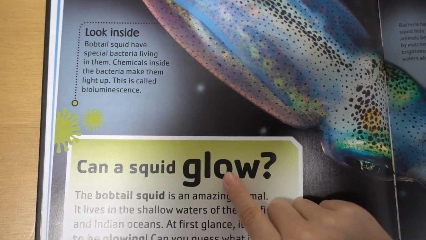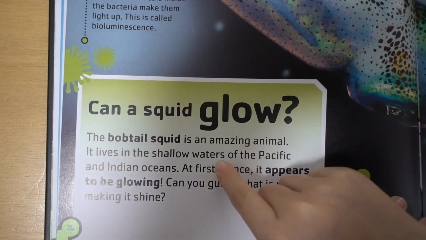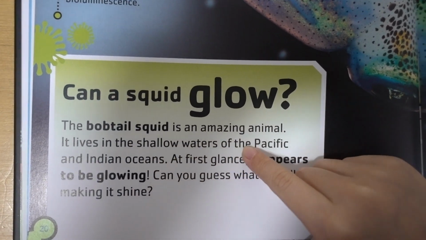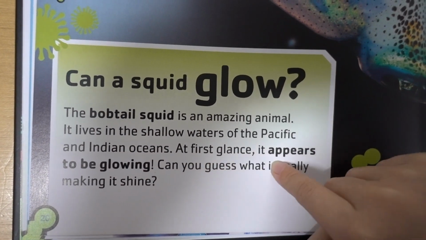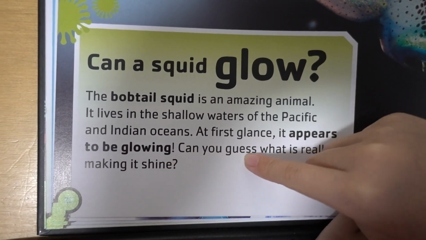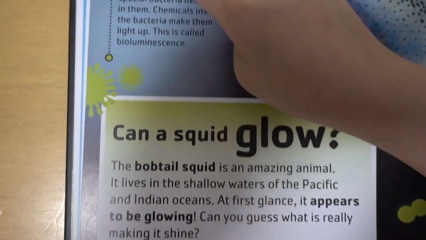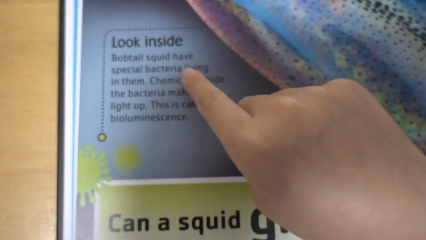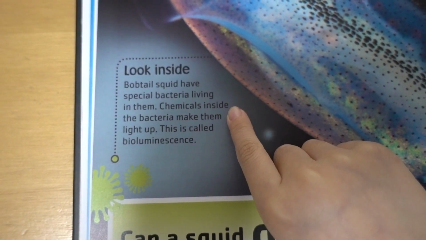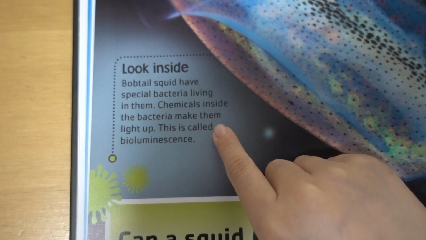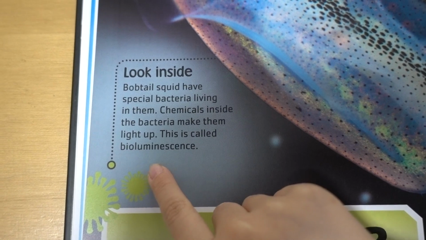Can a squid glow? The bobtail squid is an amazing animal. It lives in the shallow waters of the Pacific and Indian Oceans. At first glance, it appears to be glowing. Can you guess what is really making it shine? Look inside. Bobtail squid have special bacteria living in them. Chemicals inside the bacteria make them light up. This is called bioluminescence.